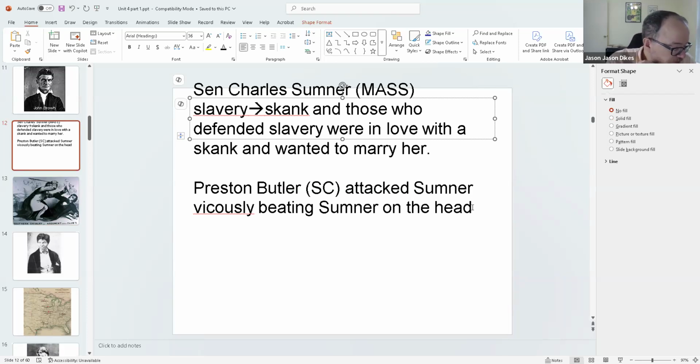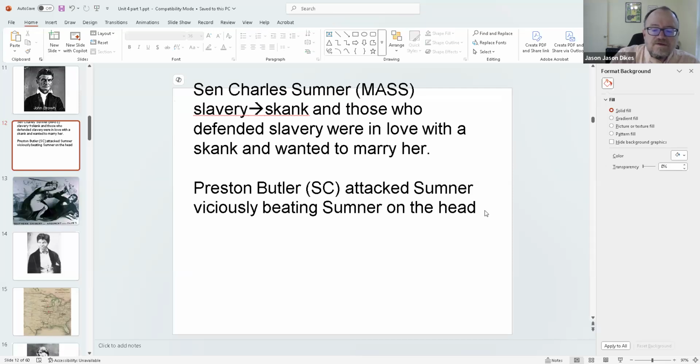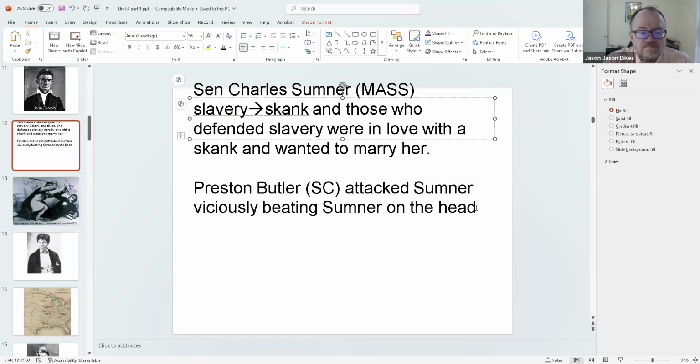Sumner, he didn't die, but he did not return to the Senate for 3 years before he would be able to serve again. And in fact, he was reelected. Remember, at this time, senators are picked by the state legislature, and the state legislature wanted his empty seat to stand as a reminder of the barbarism of slavery. But he would not return to the Senate until 1858, and he'll even win re-election, even though he can't serve.